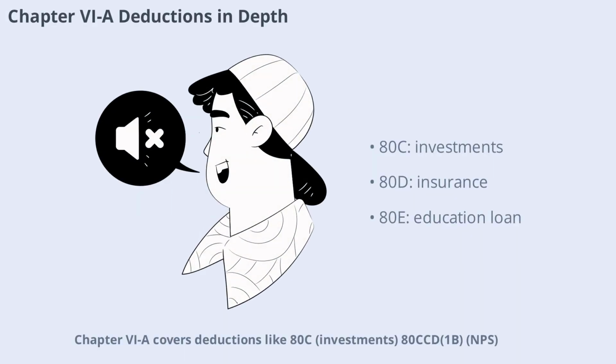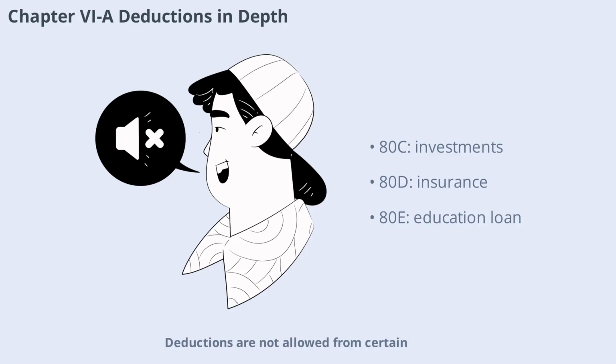Chapter VIA covers deductions like 80C investments, 80CCD(1B) for NPS, 80D medical insurance, 80E education loan, 80G donations, and 80TTA/80TTB interest on savings deposits. Each deduction has its own eligibility and limit. Deductions are not allowed from certain special incomes like LTCG and lottery winnings.